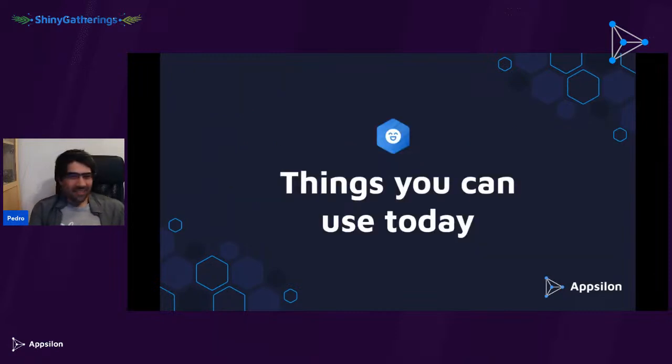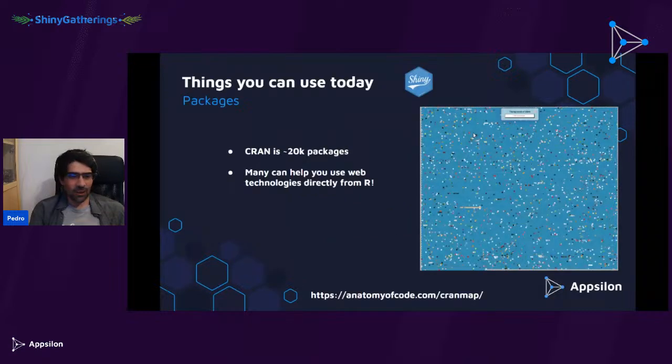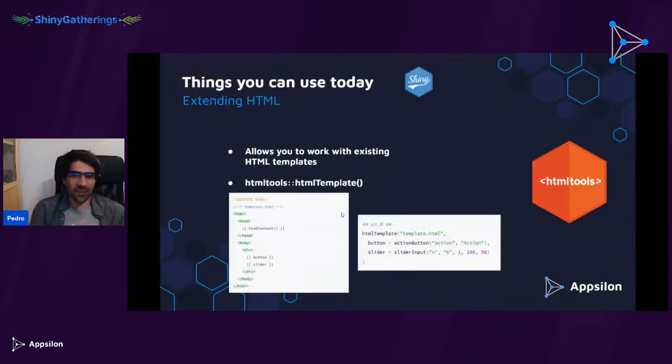Okay, so quickly, things you can already use today that are technically related to web technologies. As you know, CRAN is getting bigger and bigger. It's already at 20,000 packages. For sure, somewhere in the middle of all this, someone created something that uses web technology. And of course they did. So these are the ones that I would recommend. And again, these are just some of my personal preferences, doesn't mean that you should use them.